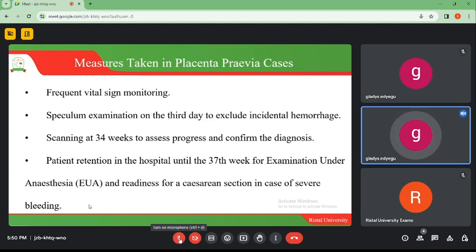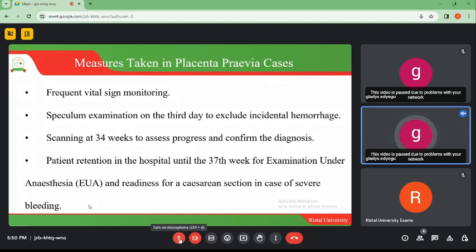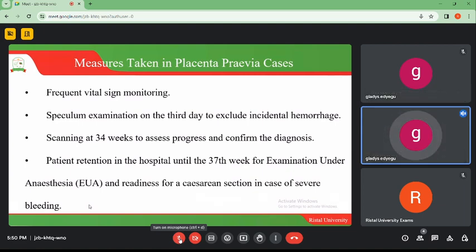Then speculum examination on the third day to exclude incidental hemorrhage. So if a mother is not bleeding, please do not do a vaginal digital exam, because when you push in your fingers, you're going to irritate that placenta and it is going to start bleeding. So we are advised never to do digital examination on mothers with placenta previa. So we need to do a speculum exam just to inspect and see what is there, whether the os is dilating, whether the cervix is out of the os when it is dilating, or it has covered the os, or it has not completely dilated, so we can be able to see how to intervene and manage this mother.